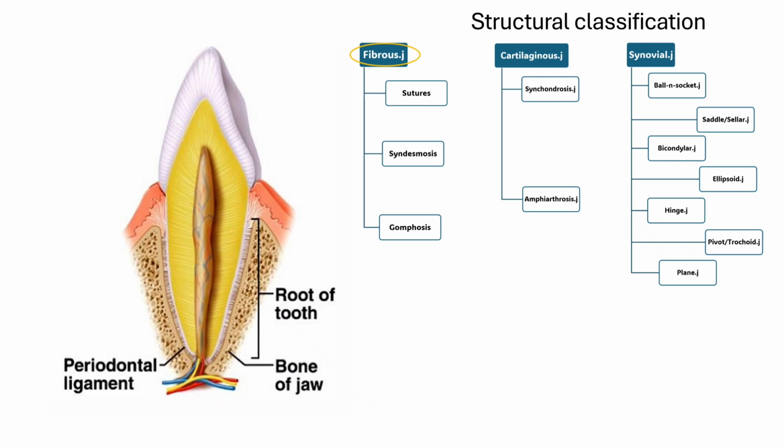Your teeth never move inside your mandible or maxilla where it is joined. So it is an immovable joint.